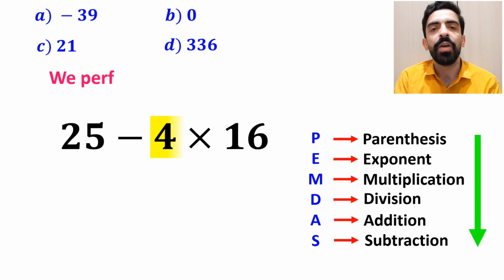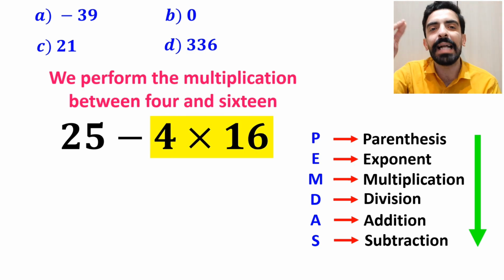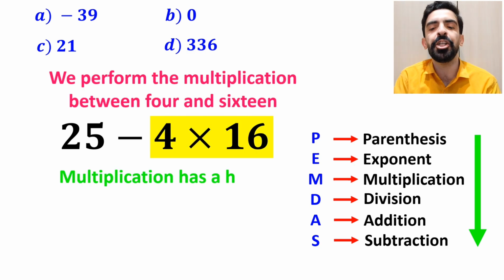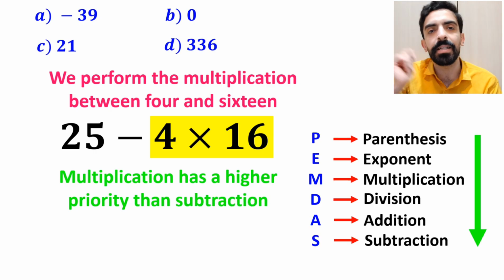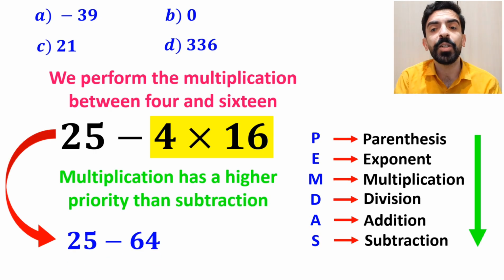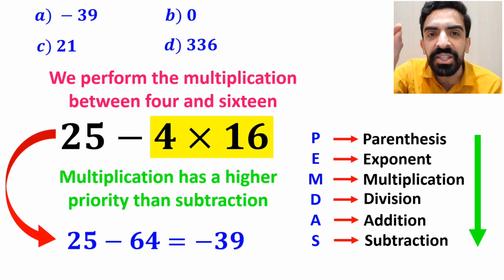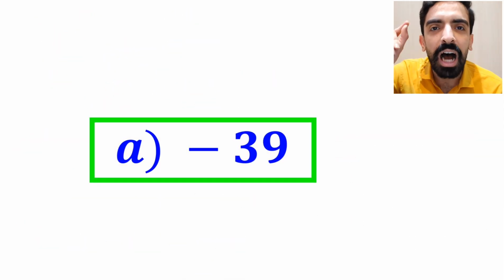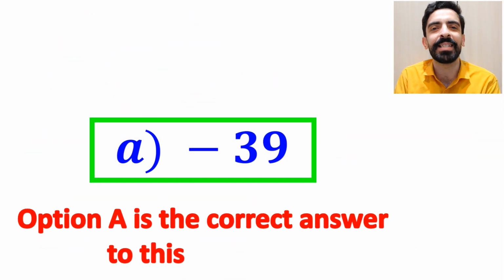And in the final step, we perform the multiplication between 4 and 16, because multiplication has a higher priority than subtraction. And this expression becomes 25 minus 64, which finally gives us the answer negative 39. That's great. Option A is the correct answer to this question.